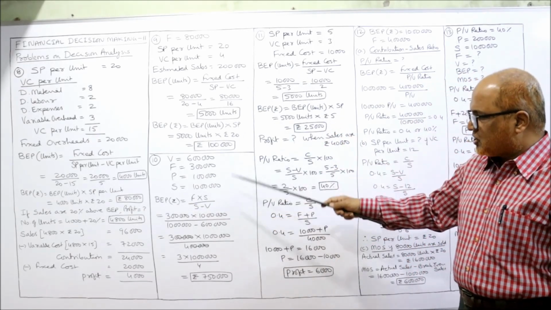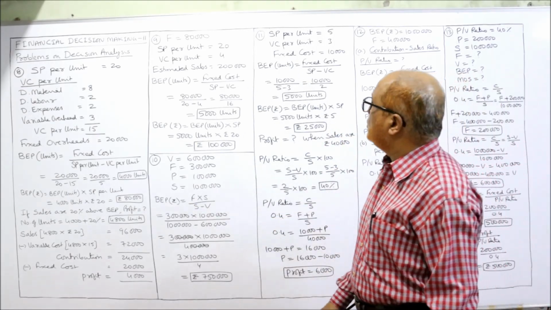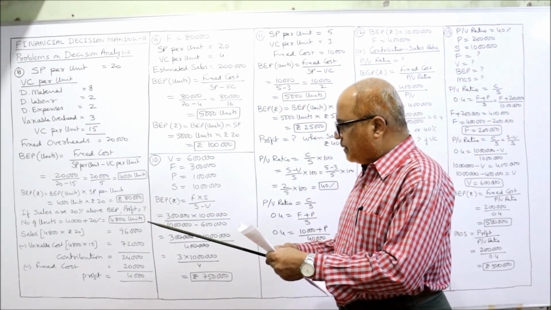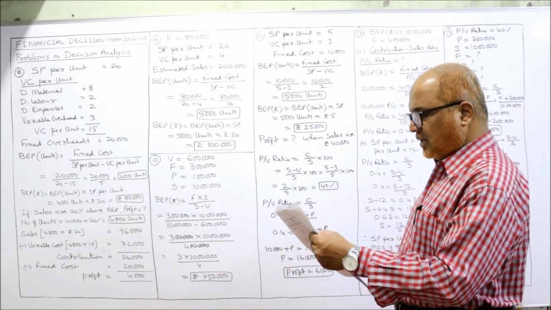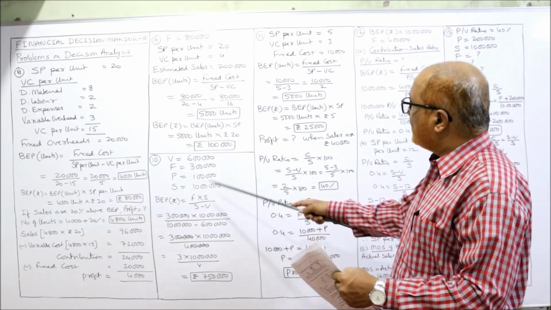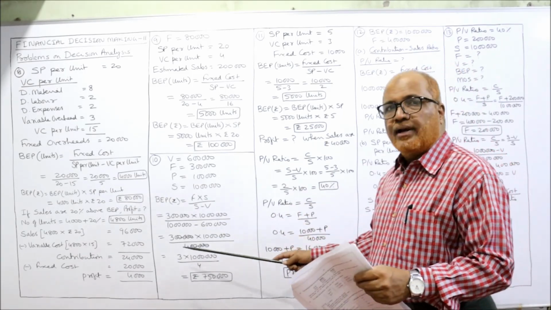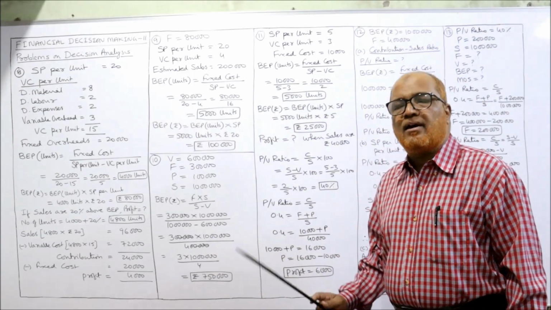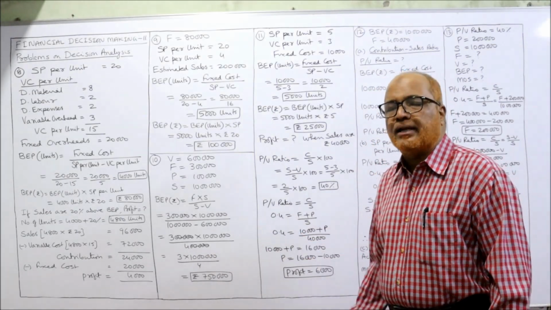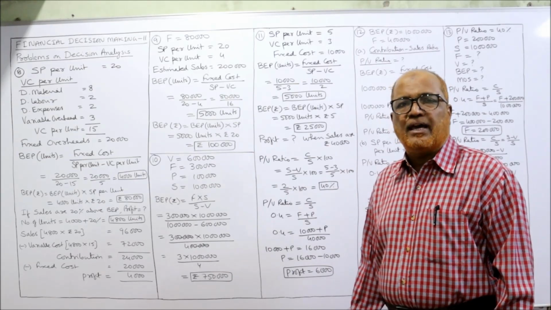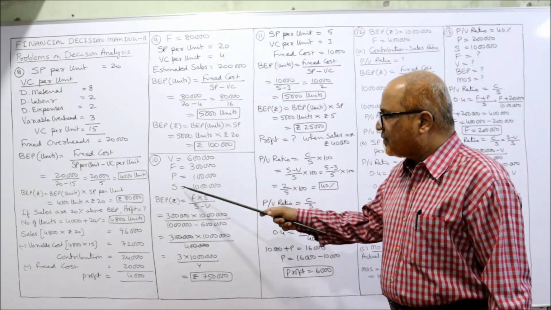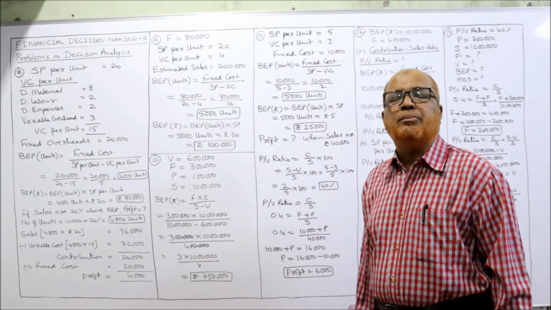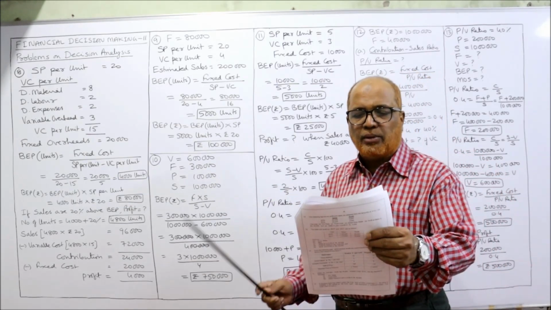Now it is asking you to calculate the BEP, then PV ratio. Actually, I forgot to calculate PV ratio here. You can calculate it yourself. PV ratio is equal to C by S into 100, that is S minus V by S into 100. So S 10 lakh minus 6 lakh divided by 10 lakh into 100, 40%. The PV ratio you will get is 40%.